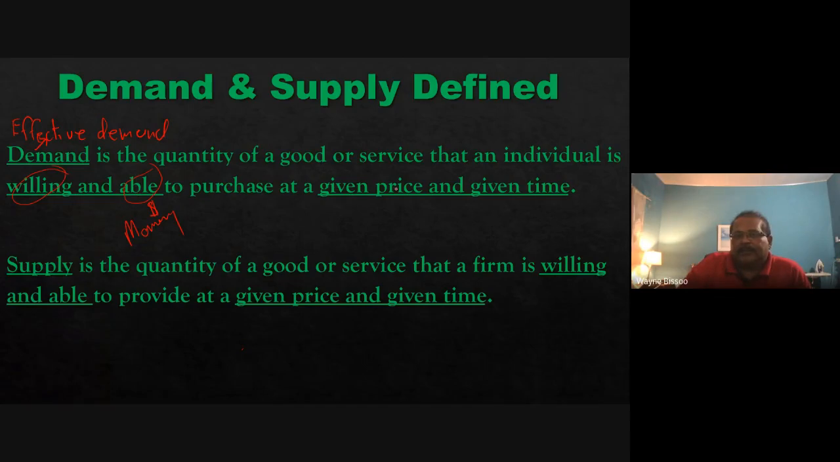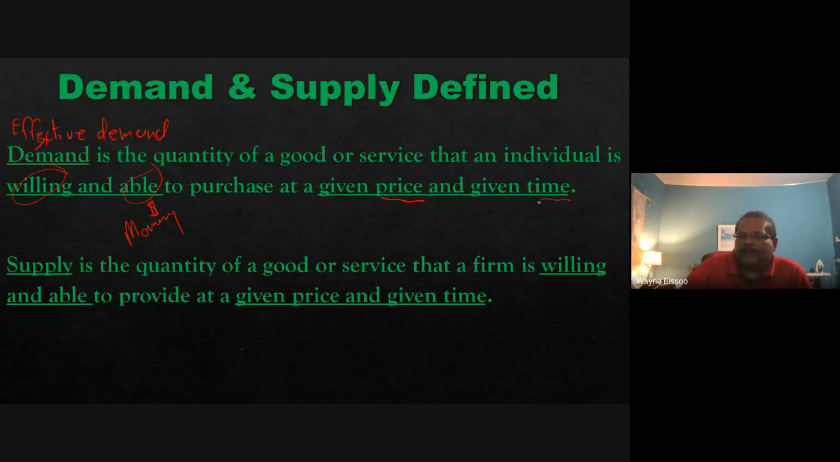So let's go to the next two conditions here. We have the conditions of given price and given time. Now, what that simply means is that the amount of a good that we are willing and able to purchase will change if prices change, and will change also at different times. So when the price of any good changes, it goes up or it goes down, the quantity that we are willing to purchase will rise and fall with the direction of the price. Well, in an adverse fashion, as we'll see later on.